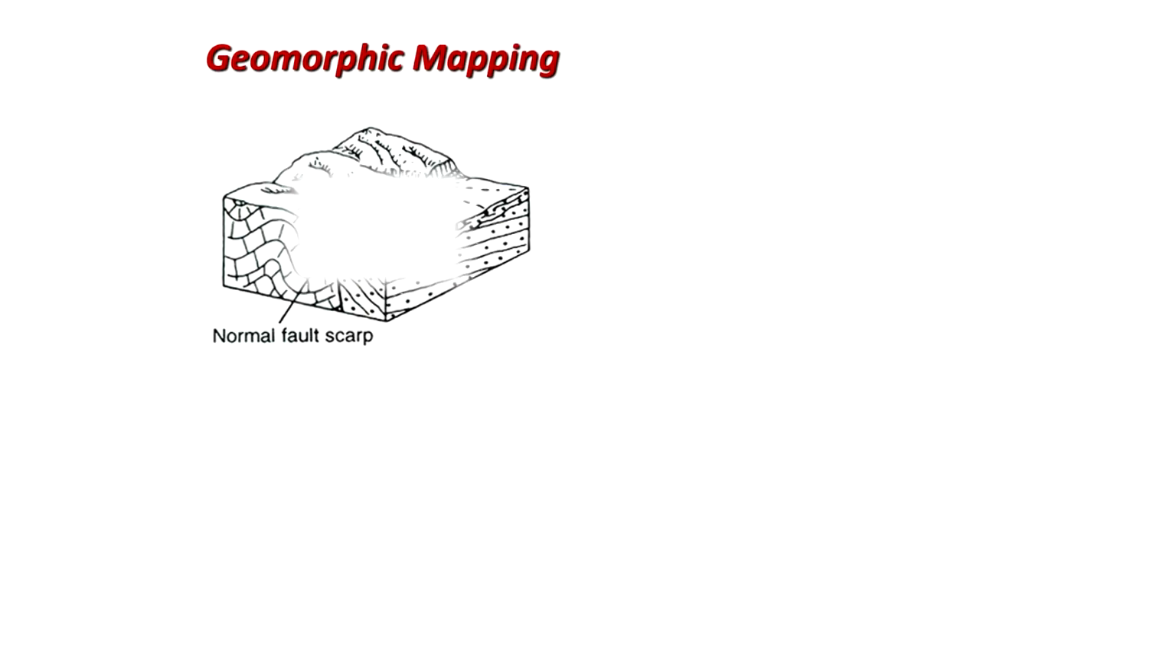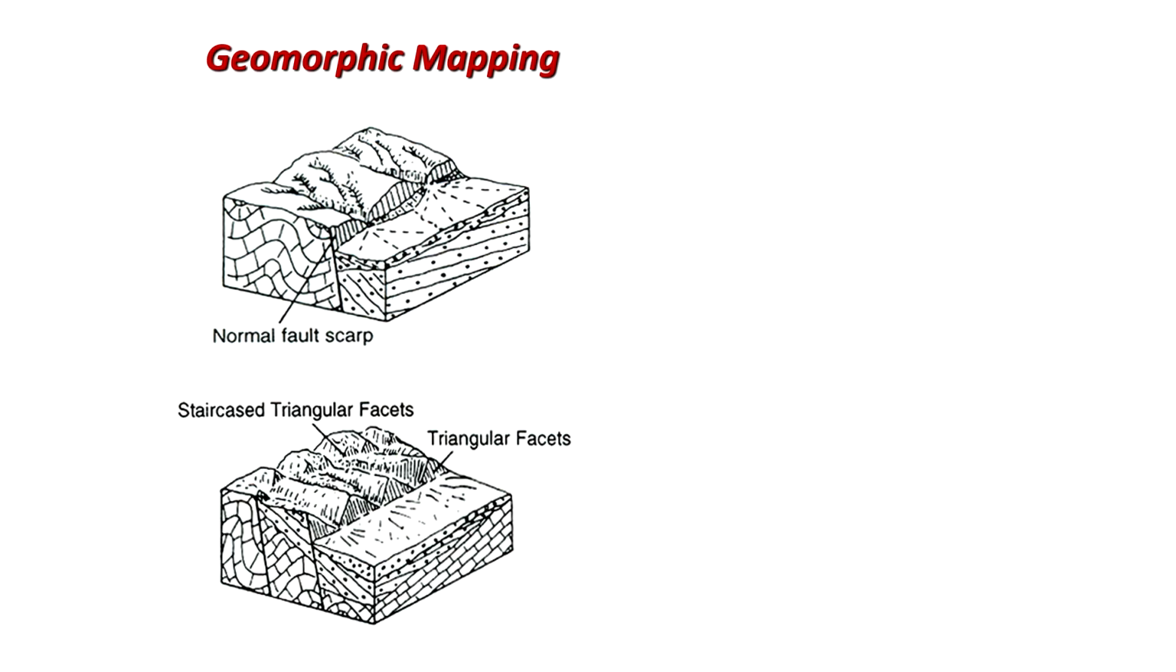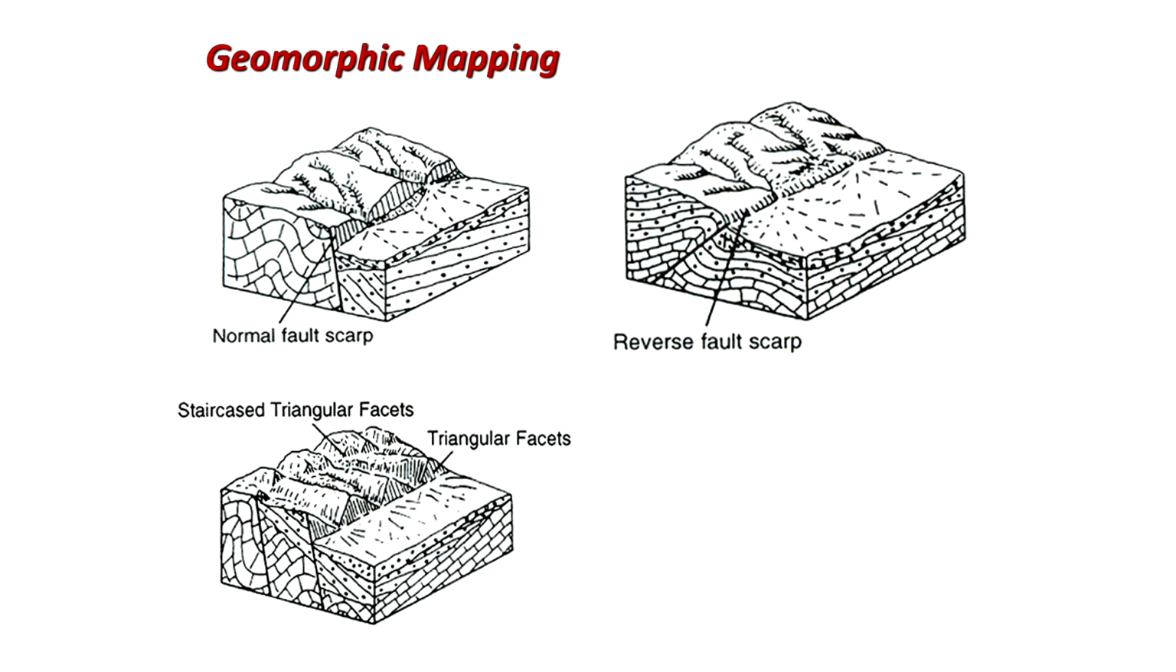Coming to the geomorphic mapping part, the surface expressions have to be mapped, and if there are multiple events, that will also be preserved, and that we need to identify. So, there are different landforms in different tectonic settings that we will learn later in this course, and we will have separate lectures for that.